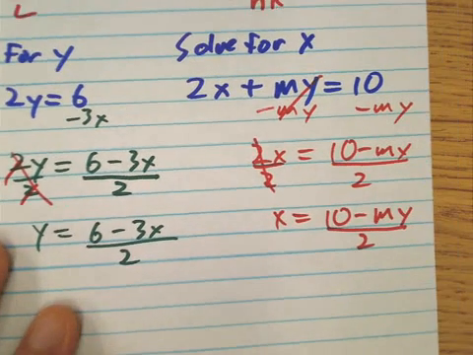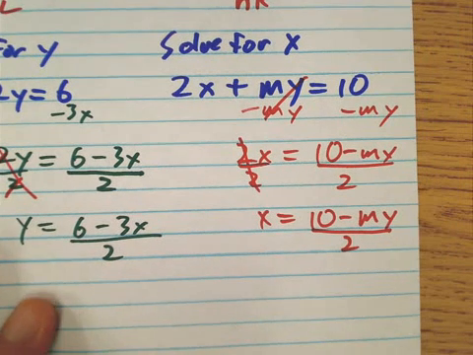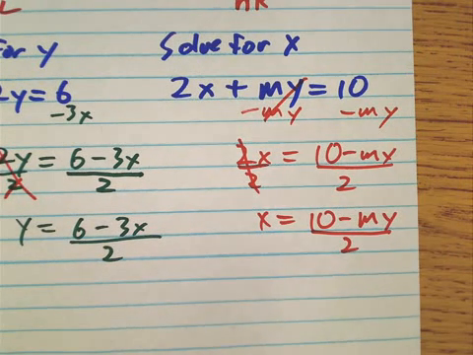Okay, let's check this out. I did it. So solve for x, 2x. I subtracted my to start, and then I divided by 2 to get x equals 10 minus my over 2.